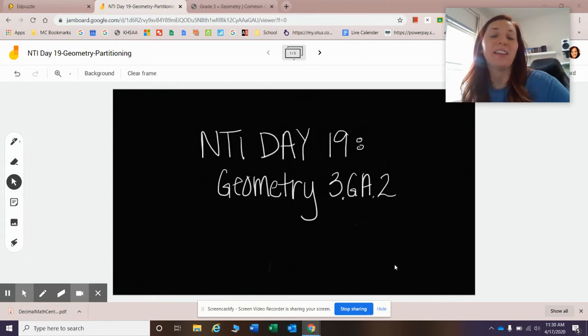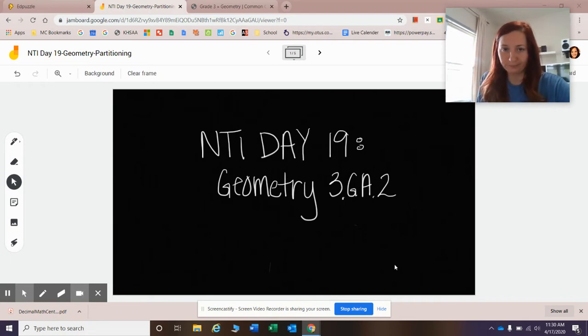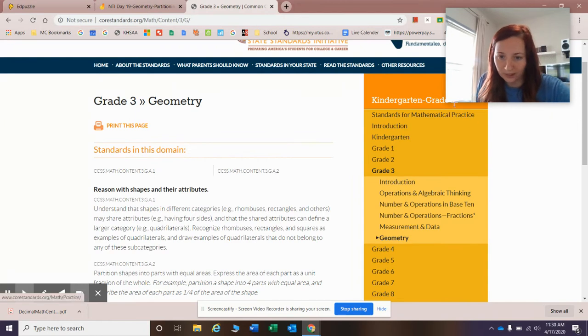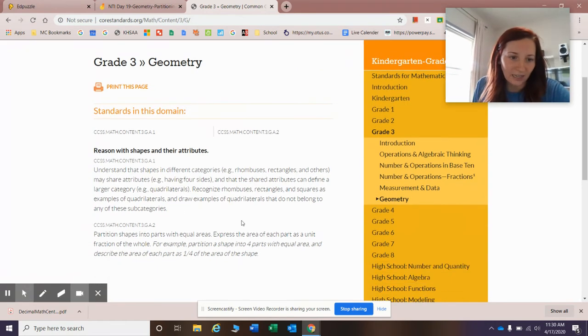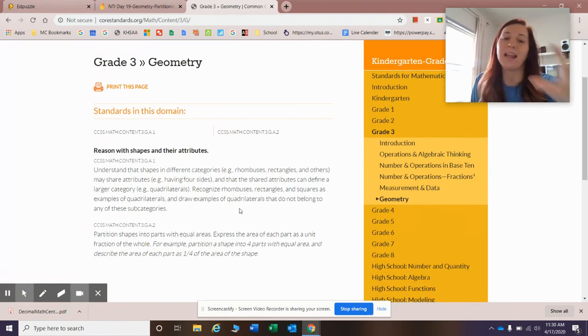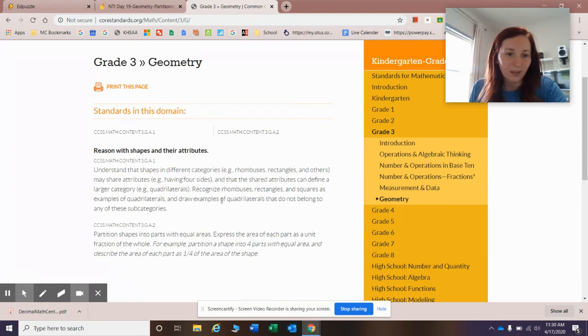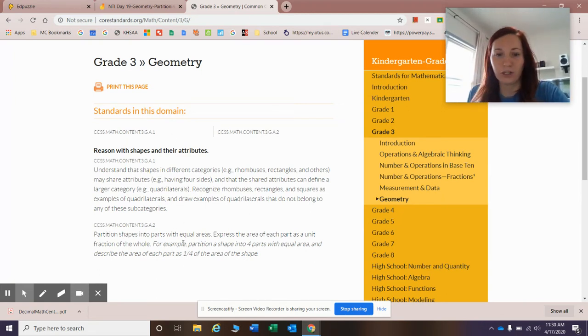Today is a really exciting day because we get to move away from our fractions unit into a new unit called geometry. So whenever you look at third grade standards, let me pull this up. Here's all your third grade mathematical standards. There's one just for geometry, and when you click that, it sends you to two different main things that you need to know. There's geometry standard number 1, then there's geometry standard number 2.